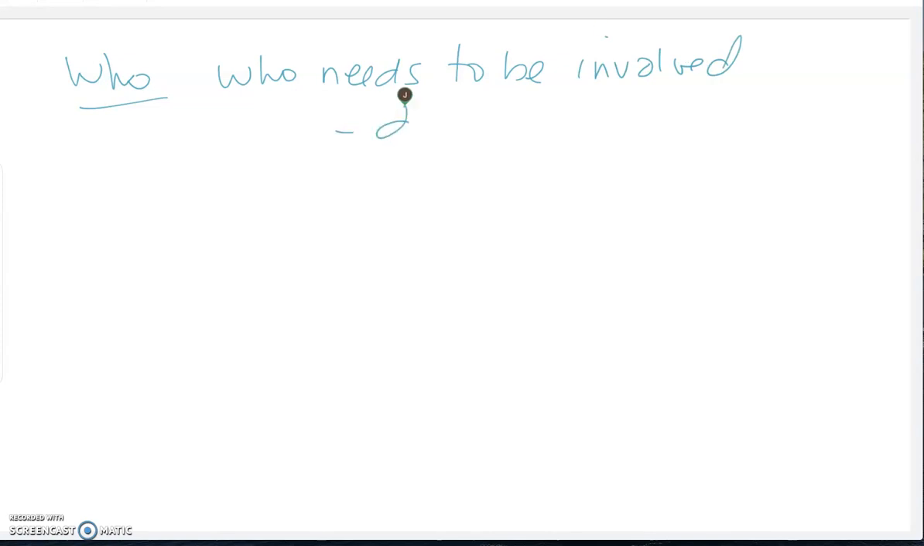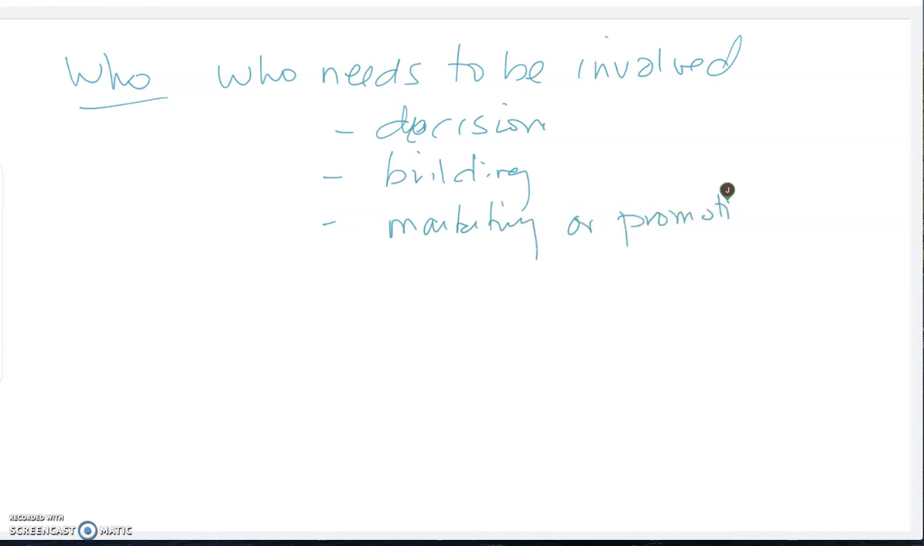So if I go to this next page, and this one's blank, and I'm still thinking about these 5WH questions. So I'm still at the who point. So who would I need to be involved? And by this, I mean not only in terms of the decisions, but building, maybe marketing or promoting it, maybe the gardening itself.